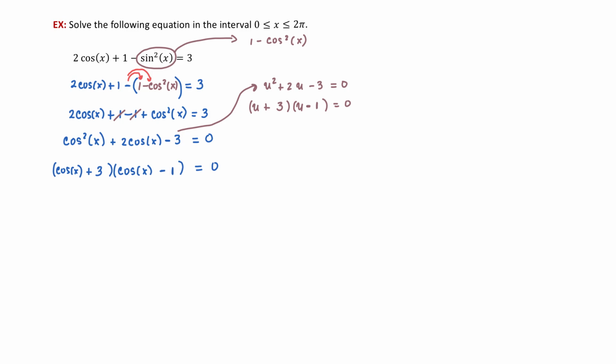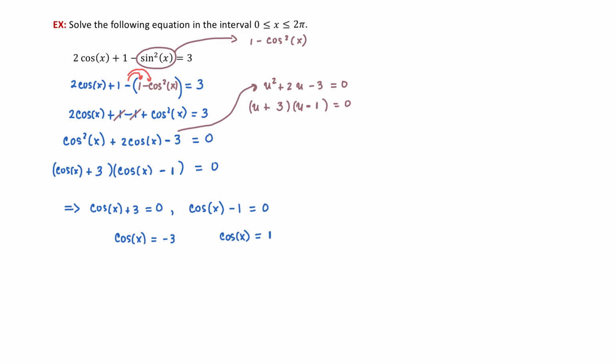Now, that means that we can set each factor equal to 0, nicely like that. And over here, we're going to have cosine of x minus 1 equals 0 as well. And then we can simplify. We can isolate the variable. So cosine of x is equal to negative 3. And here, cosine of x is equal to 1.